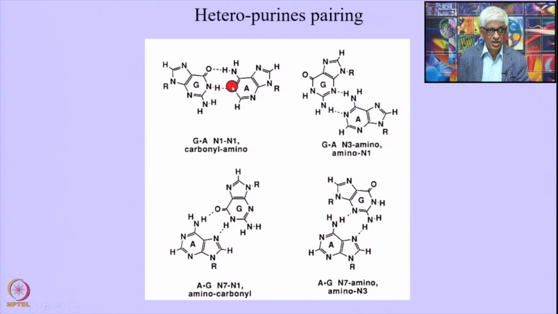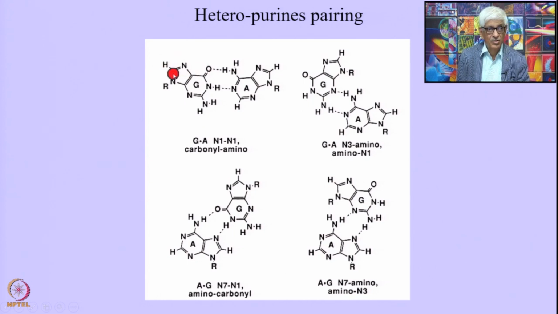So this is an NH...N hydrogen bond and this is an NH...O hydrogen bond. So this was G-A, N1 carbonyl amino. These are both N1 positions there, N1. And these are G, this is A. Notice here in the case of G there is a proton here, I indicated to you earlier, and what is present in the case of A?